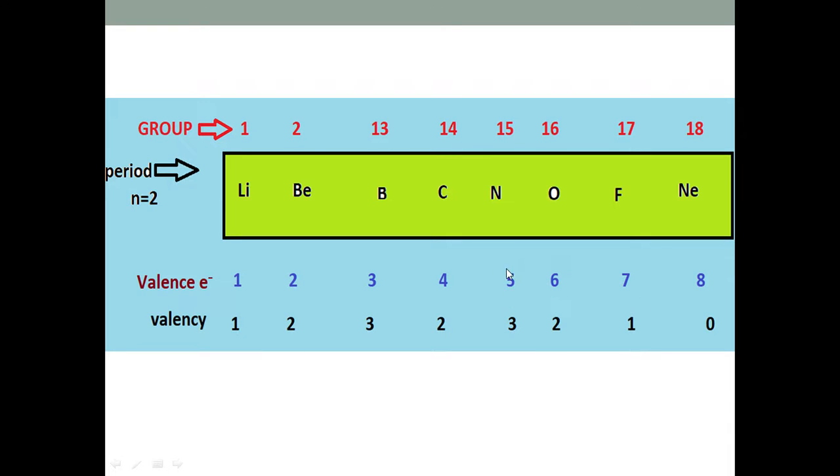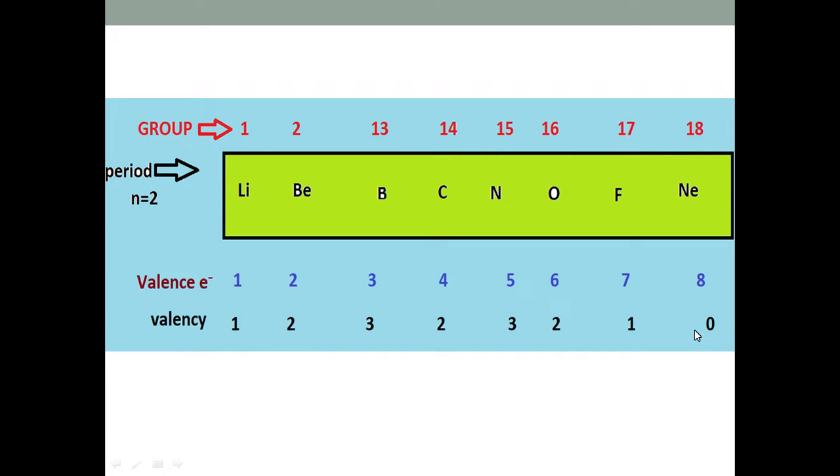Suppose we have 5, which is greater than 4, so we have to subtract it from 8. So 8 minus 5 is 3, 8 minus 6 is 2, 8 minus 7 is 1, and 8 minus 8 is 0. That's why group 18 is also known as the 0 group, because the members of this group always have valency 0.